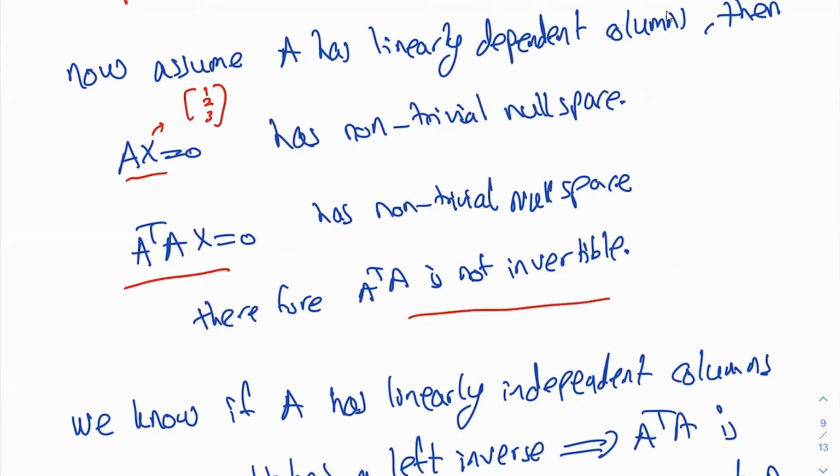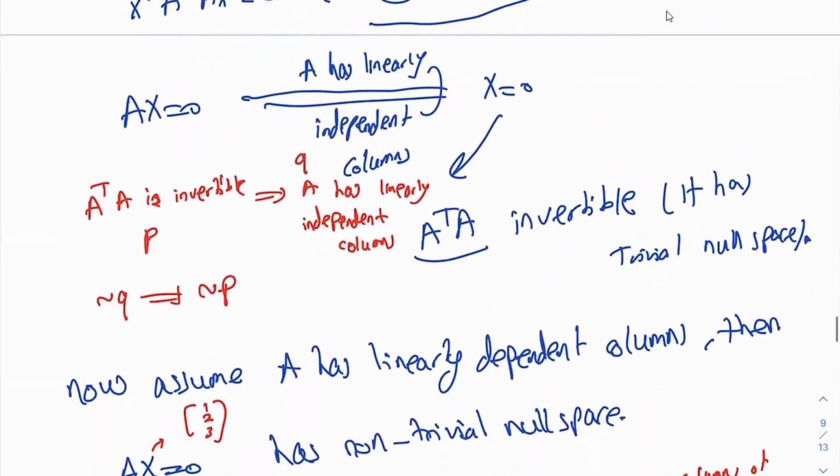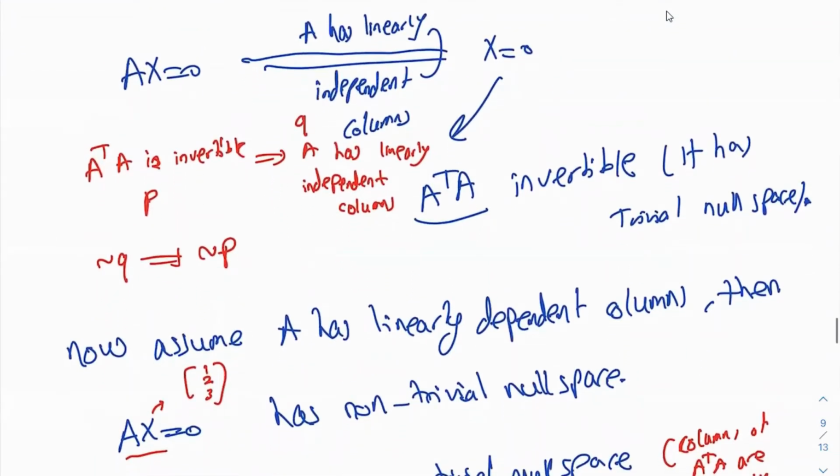So columns of A transpose A are linearly dependent. Okay, so what did we prove? We proved that if A has linearly dependent columns, not Q, then A transpose A is not invertible, not P. So I actually proved this one.